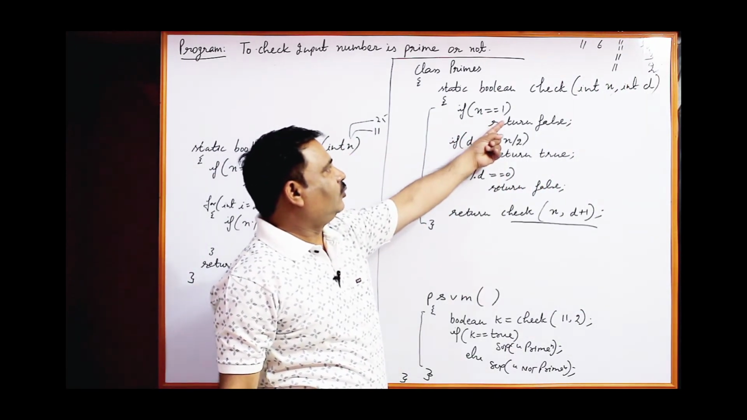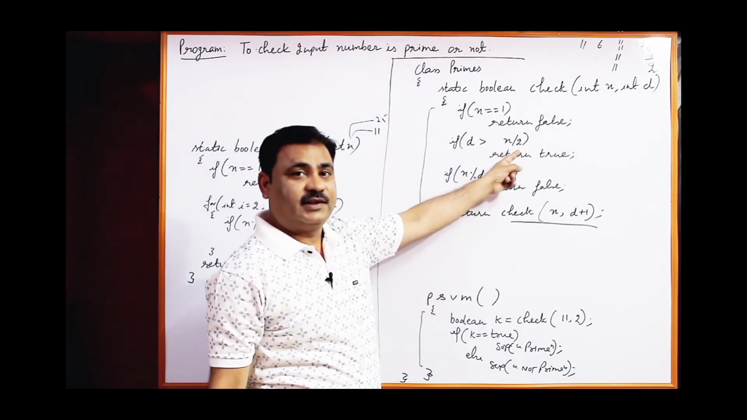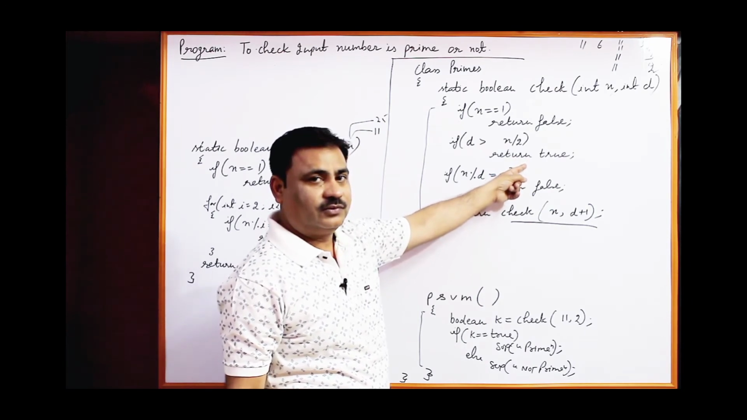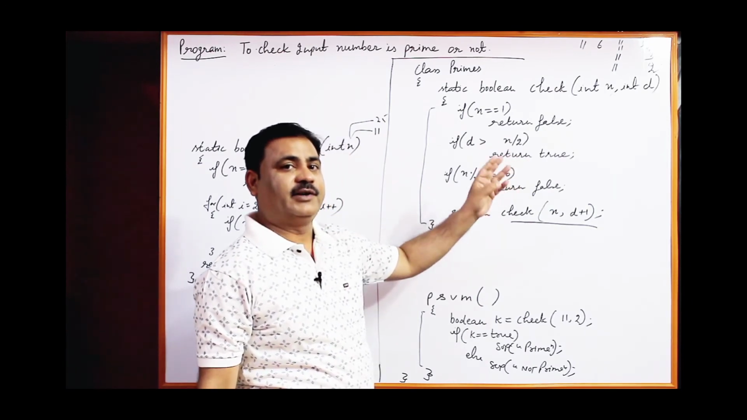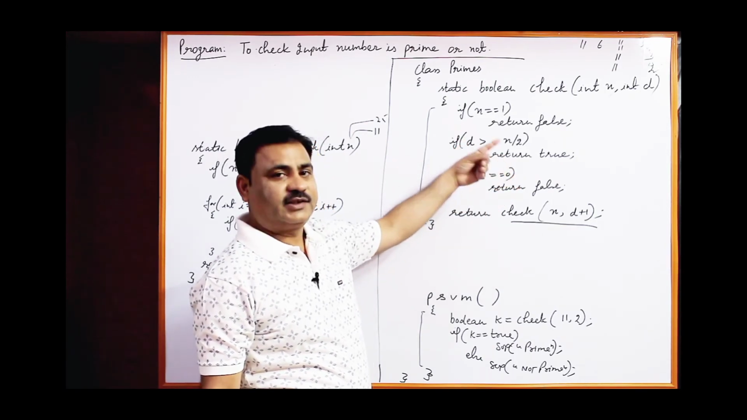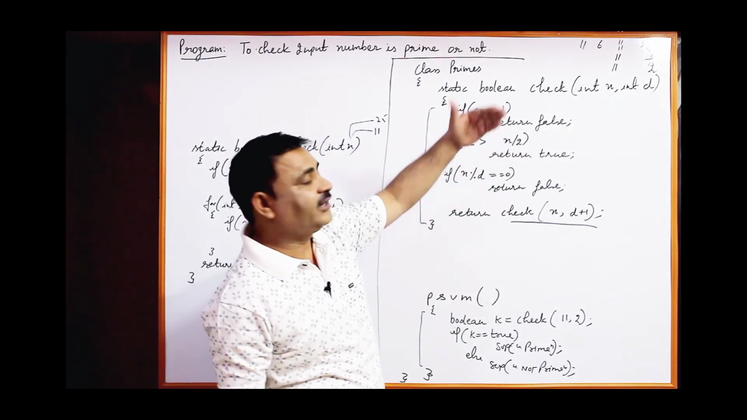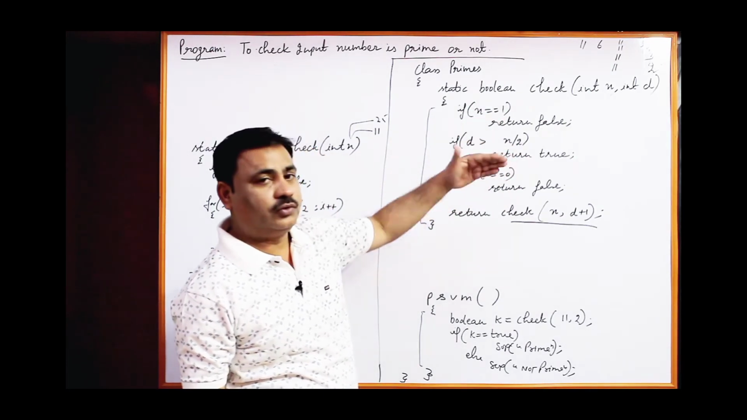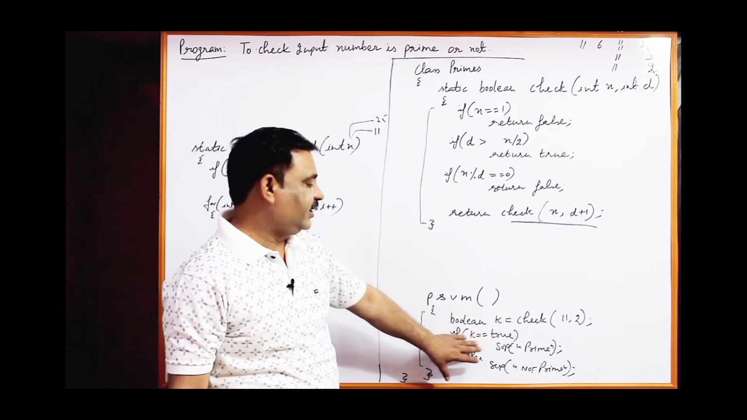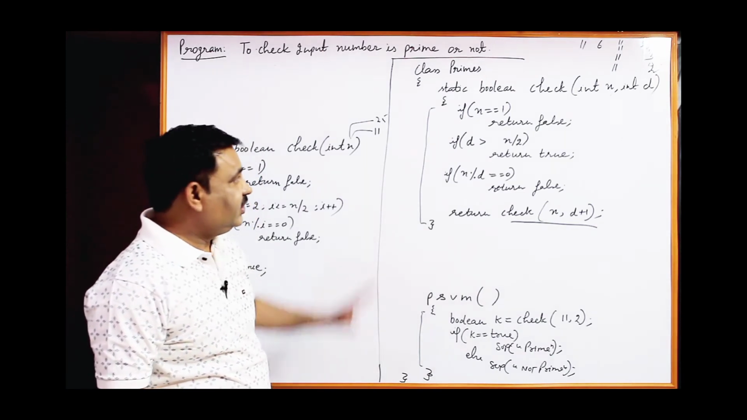N is not 1. 6 is greater than the half of 11? Yes, that is 5. 6 is greater than 5. So it will return true, because we have checked 11 by 2, 3, 4, 5. So when d will become 6, coming out of the function, it will start backtracking. It will return true, true, true, and true. Finally, true will come here and it will be printed prime. This is the recursive function.